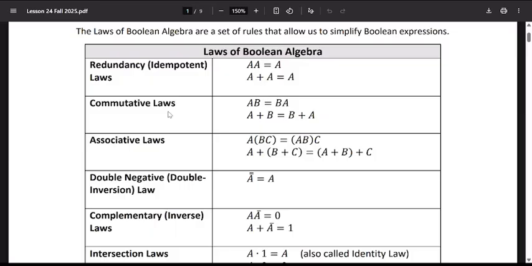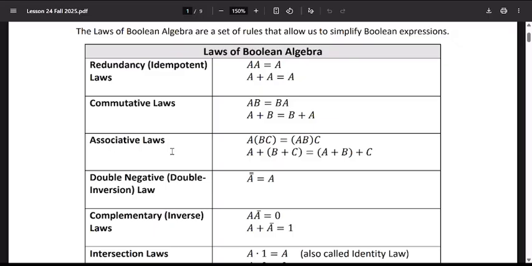Another one on the list is the commutative law. We have two different inputs, A and B. If I multiply A by B, and that gives me B multiplied by A, that is commutativity of multiplication. We also have a commutative law that governs addition. If I add A to B, it's the same thing as adding B to A.